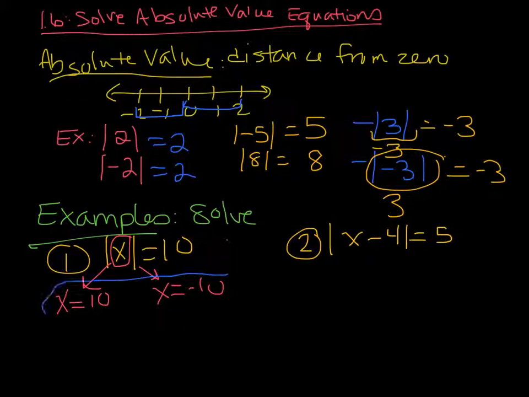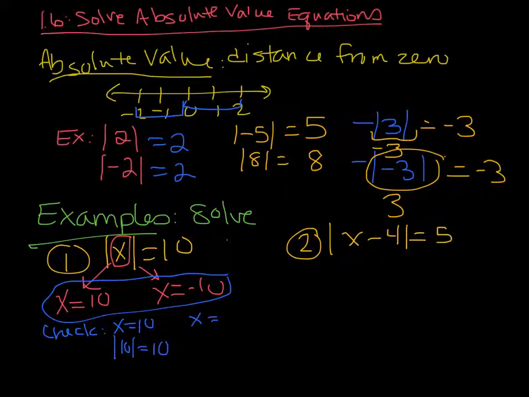However, I also want you to check your answers, please. So when you check it, for x equal to 10, you substitute in 10. The absolute value of 10 is just going to give you 10. For x equals -10, the absolute value of -10 is also going to be 10. So both of those check out. They will give you what you started with.